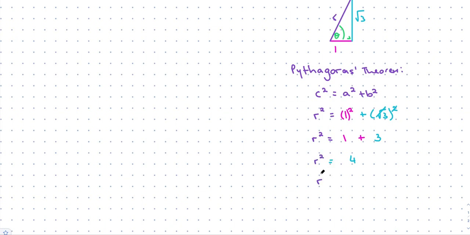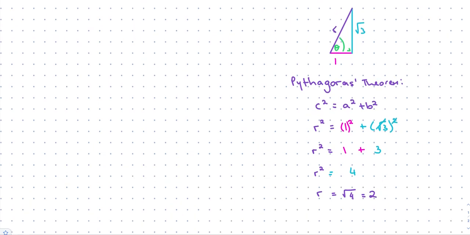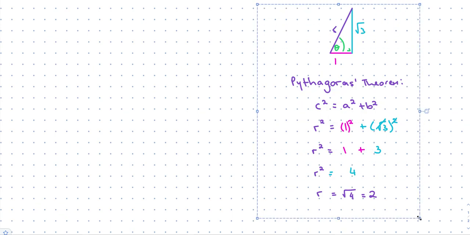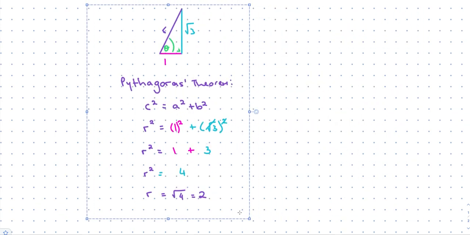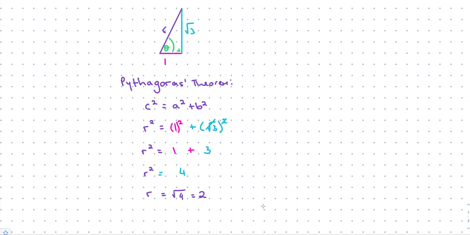And how do I undo squaring? If I want to get rid of this square, I'm going to square root both sides. So I get the square root of 4, so I get R is equal to 2. So I've now actually figured out how long the piece of string has to be to write my answer in polar form. Okay? So our piece of string has to be a length 2.